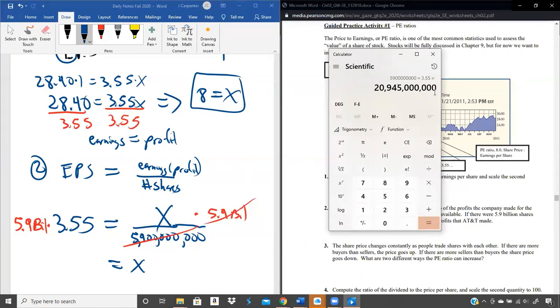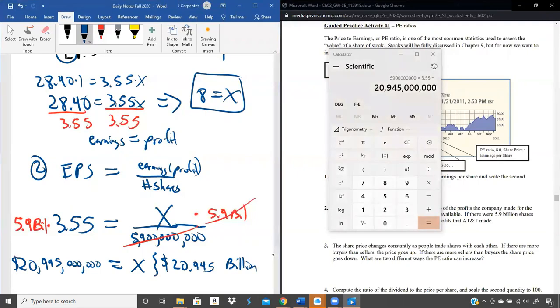20.945 billion. So 20,945,000,000. X is a dollar amount because it's profit, so that's 20.945 billion. In the real world, nobody cares how you express your numbers. My math lab would ask you to write it in billions or to write all the zeros, so just pay attention.